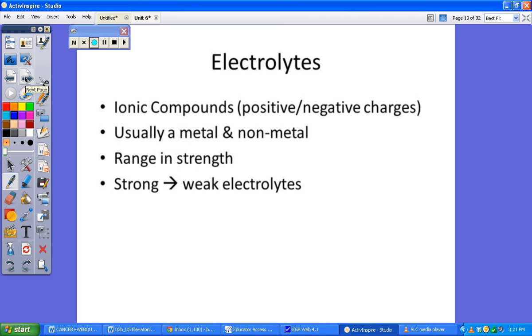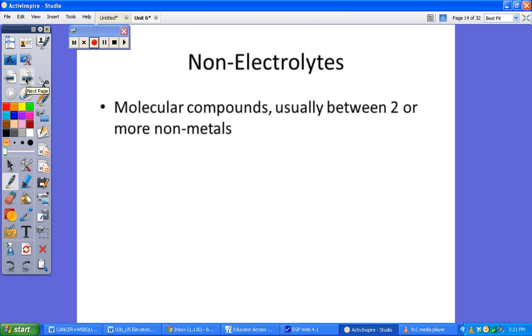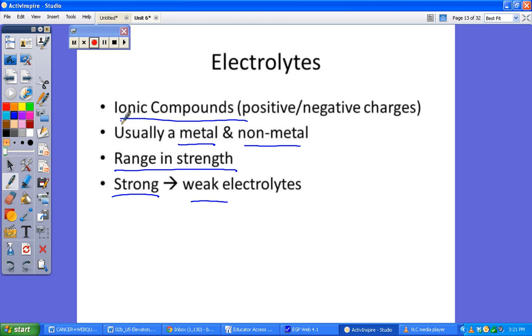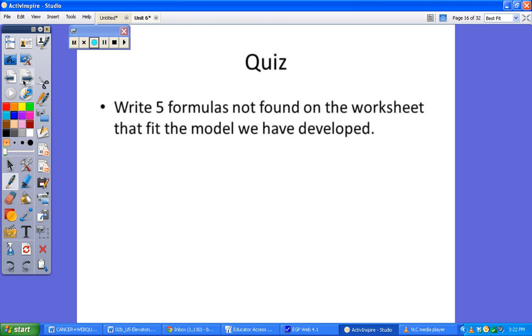So these are generally made of ionic compounds. They are a metal and a non-metal. They range in their strength, and there's some strong electrolytes and some weak electrolytes. Some materials are better than others. Non-electrolytes, again, are that molecular compound, usually between 2 or more, and this is the important part, non-metals. So that's why when we got to the naming, these were molecular and these were ionic compounds. The worksheet 1 took a quiz.